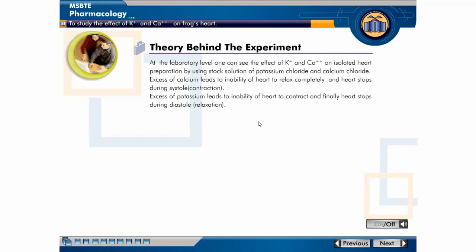There is inability of heart to contract, and finally heart stops during diastole. Diastole is the relaxation. Excessive potassium shows a relaxation effect, and excessive calcium shows a contraction effect, because with calcium there is inability of heart to relax, and with potassium ion there is inability to contract. All of you understand the theory behind this experiment? Excessive calcium shows contraction effect and excessive potassium leads to relaxation. Yes or no? Yes, ma'am.